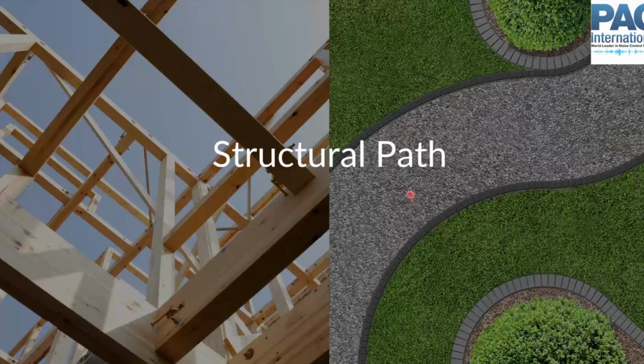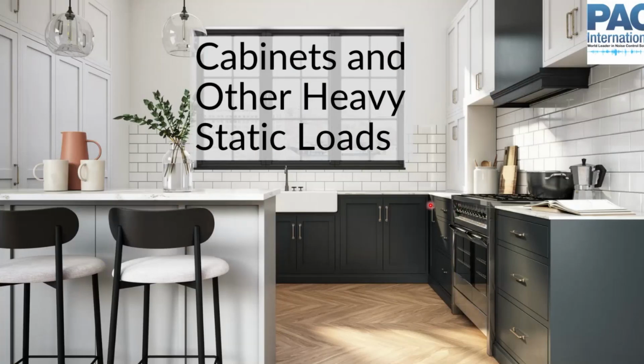Okay, so there's a couple cavity path options. Now we're going to go on and talk about some different structural path scenarios. So first one, this is a big one, is cabinets and other heavy static loads that get mounted to a wall, and specifically a wall where you have isolation. So it could be cabinets, could be headboards or floating nightstands in a hotel, for example.